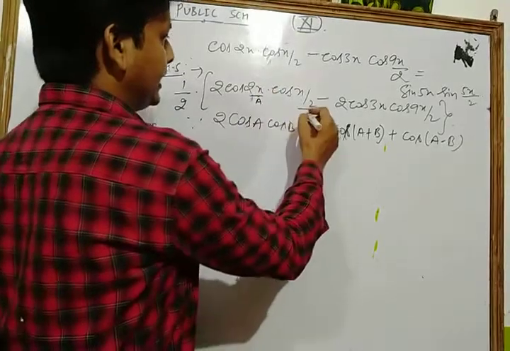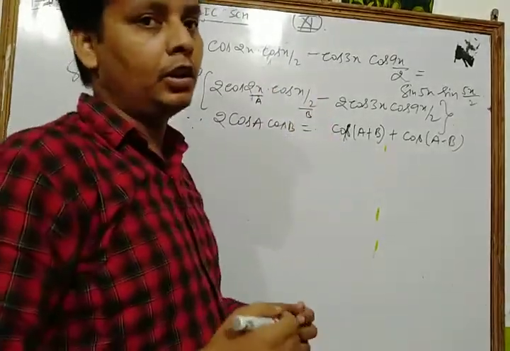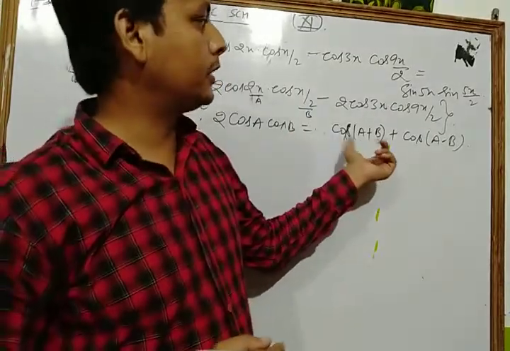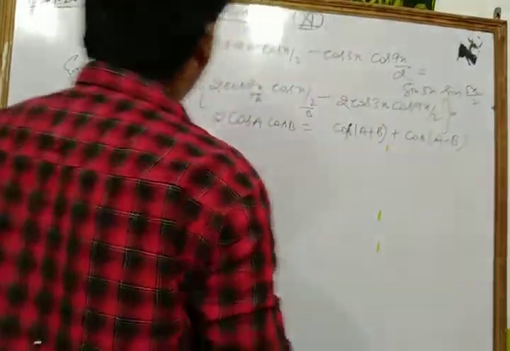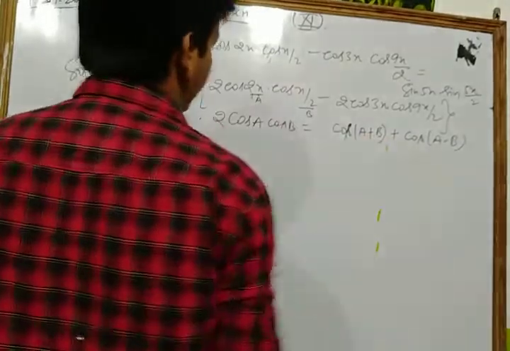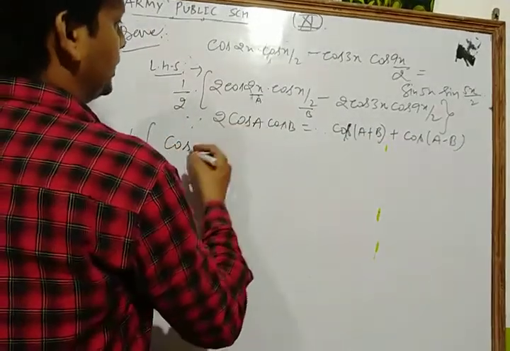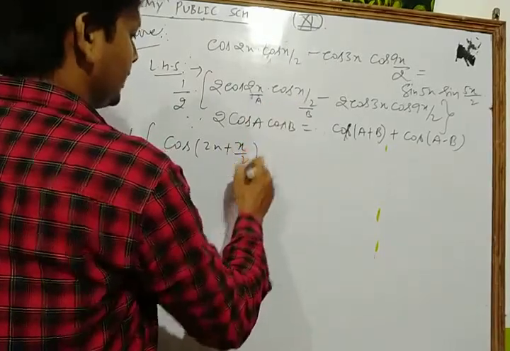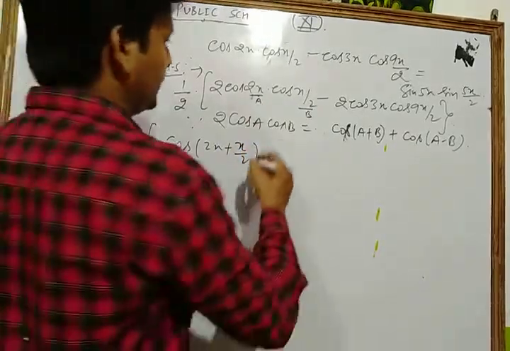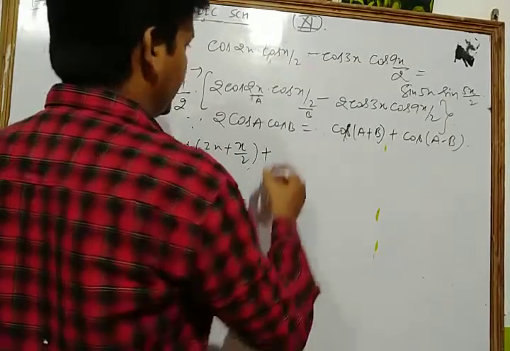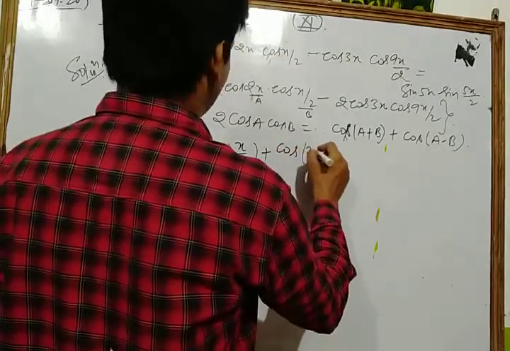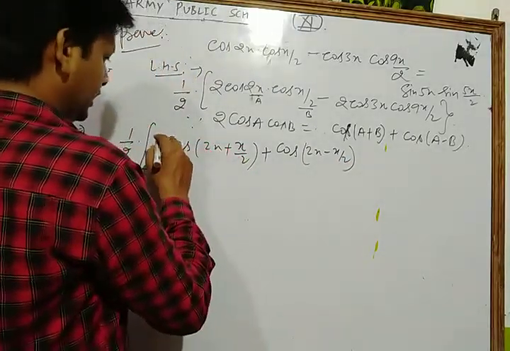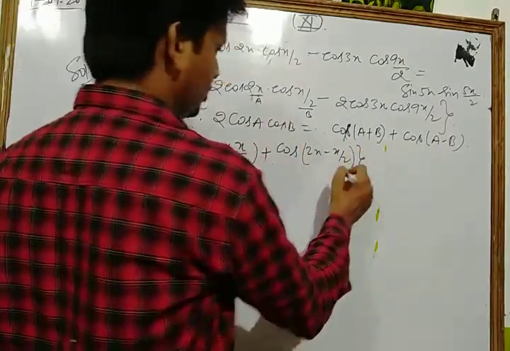Okay, now let's see. 2 cos a cos b. Suppose 2x as a and x by 2 as b. Now we apply the formula 2 cos a cos b, which is equal to cos (a plus b) plus cos (a minus b). Now we put in that formula: a means 2x, b means x by 2. Cos (a plus b) plus cos (a minus b), that is cos (2x plus x by 2) plus cos (2x minus x by 2). Okay, this is in one bracket.